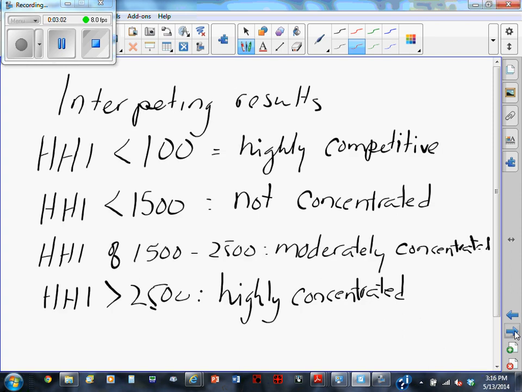So, interpreting the results of the Herfindahl index. If your result is less than 100, you have a highly competitive industry. There's no concentration at all. If you're less than 1,500, it's still not concentrated. If you are between 1,500 and 2,500, it's moderately concentrated. If you're greater than 2,500, it's highly concentrated. And the most concentrated you could possibly be would be one firm, a single firm, a monopoly. In that case, your Herfindahl index would be 10,000, 100 squared.